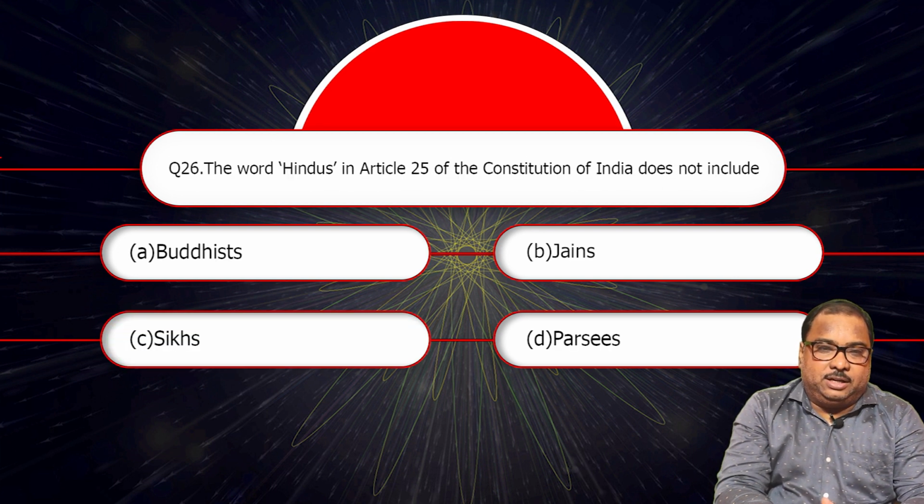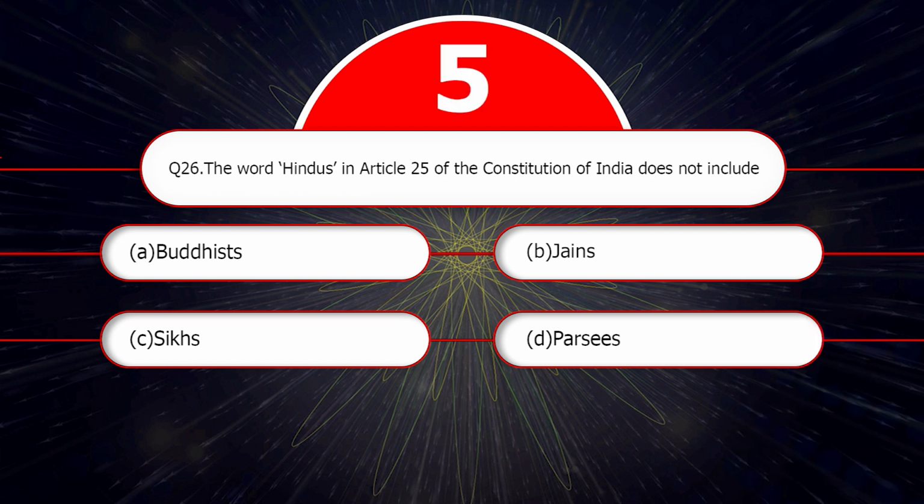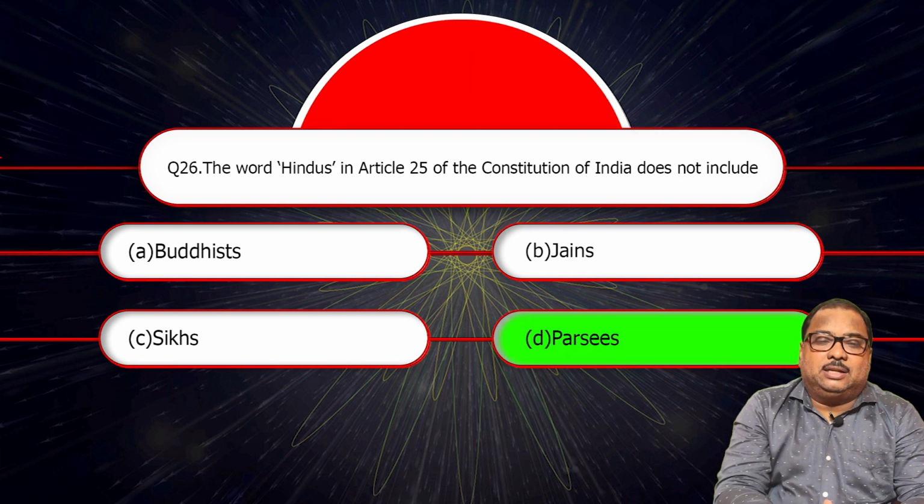Next question, very interesting. The word Hindus in Article 25 of the Constitution of India does not include option A, Buddhists, option B, Jainas, option C, Sikhs, option D, Parsis. Your time starts now. Correct answer is option D. Parsis are not included in the word Hindus as per Article 25. But those religions which were formed within the geographical territory of India, like Buddhism, Jainism and Sikhism, have been included in Article 25 in the word Hindus.